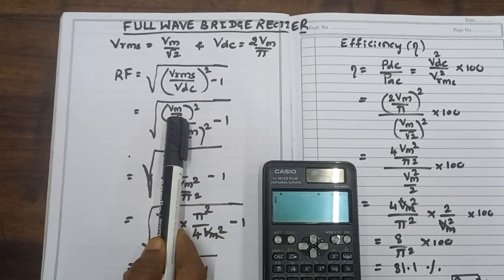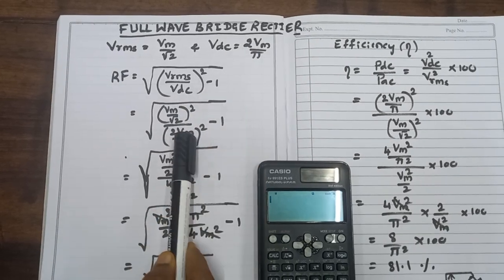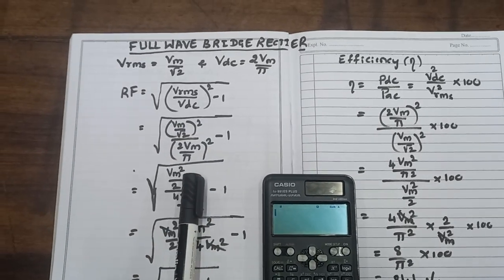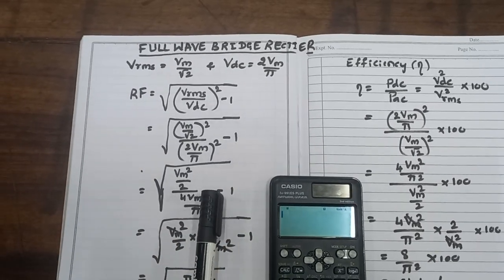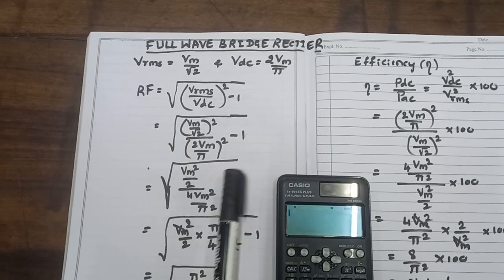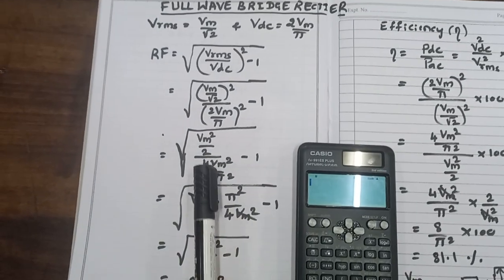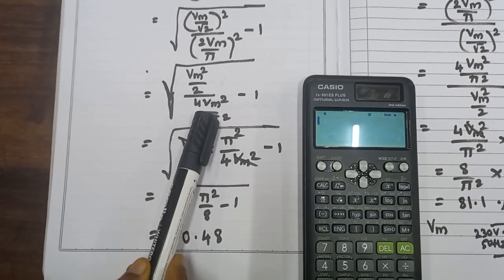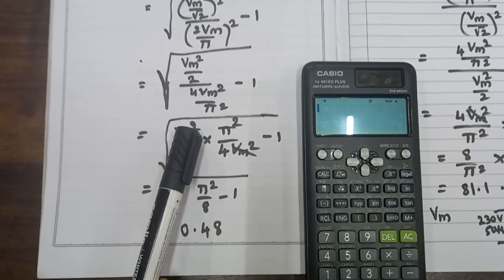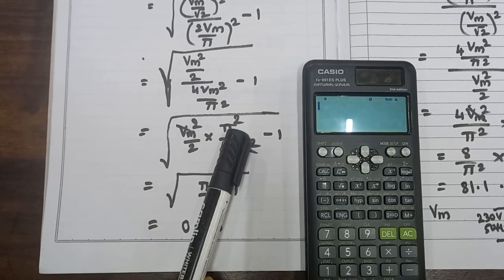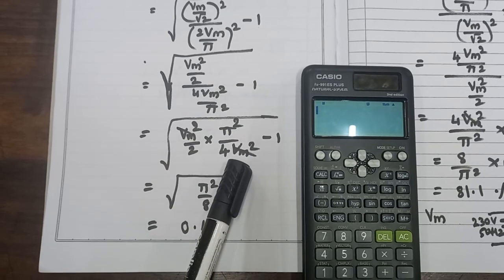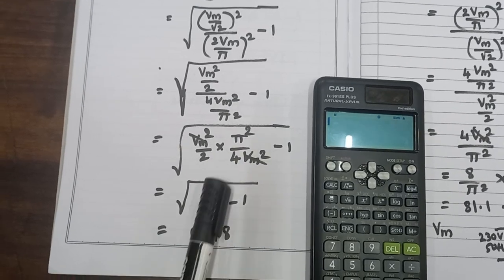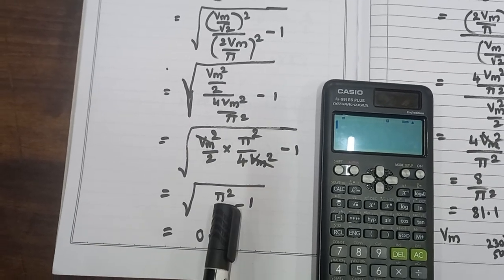The formula for ripple factor is square root of (VRMS by VDC) whole square minus 1. VRMS is Vm by root 2, substitute here, and VDC is 2 Vm by pi, so each squared, minus 1. Vm square is Vm square, root 2 square is 2, 2 Vm square is 4 Vm square, pi square is pi square, minus 1. Then the denominator part, if I take it to the numerator, it becomes Vm square by 2, pi square will go to the numerator, 4 Vm square in the denominator, Vm square cancel each other, remaining is pi square by 2 into 4 is 8, pi square by 8 minus 1.